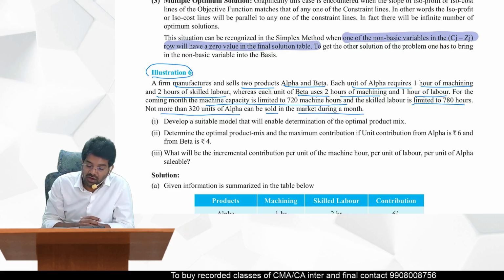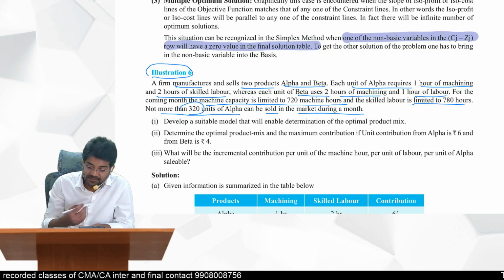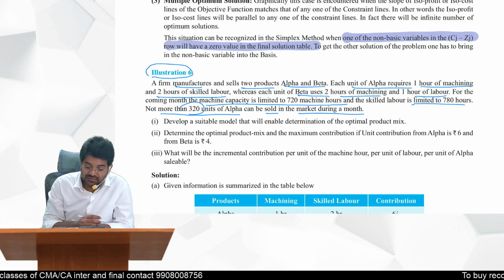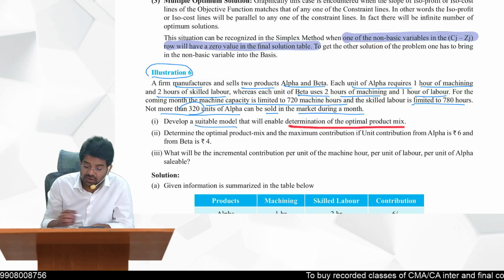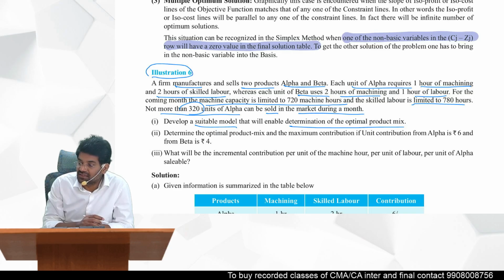So alpha, how many you can sell in the market? Maximum is 320, not more than 320. What about beta here? Beta they have not given, only they have given alpha. Develop a suitable model that will enable determination of optimal product mix. So suitable model they have given here. See how many conditions are there here.